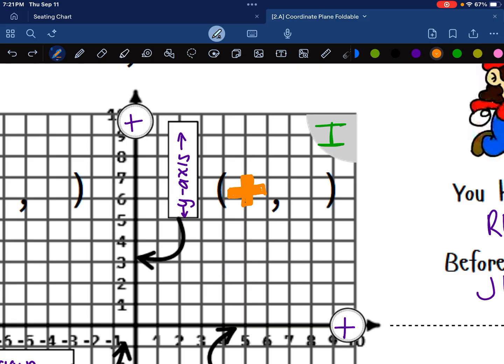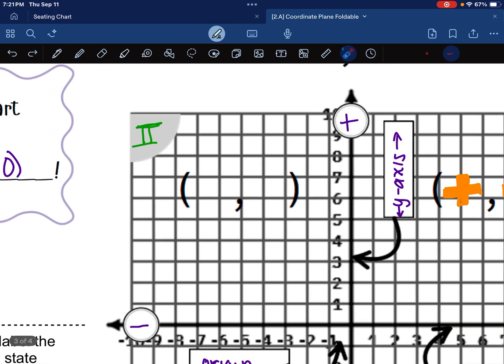So when we are designing this, quadrant 1 is to the right, which means that the x value is positive. And the y value is also positive because it's up. So any ordered pairs that are made with 2 positive numbers will always be in quadrant 1.